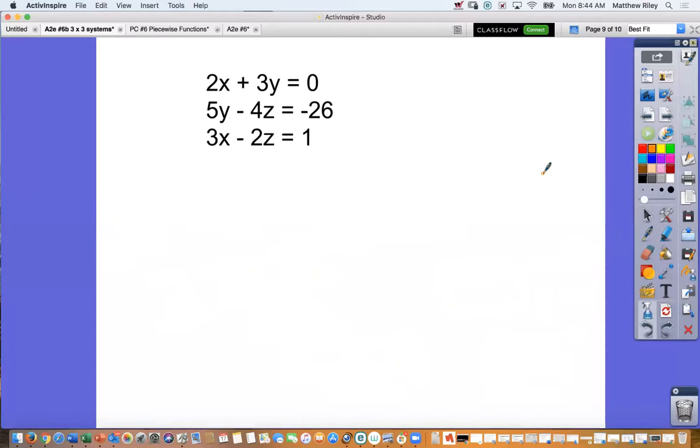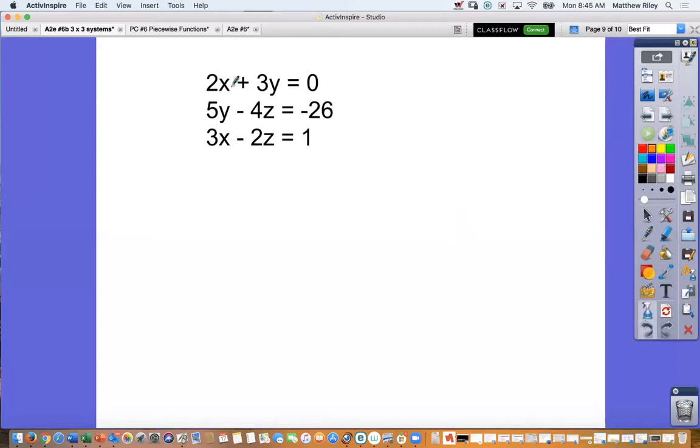Now this looks really difficult, but I promise it's not so bad. This is the type of problem that looks the most confusing, but let's keep things straight. The first thing, let's go ahead and look at these. I've got an x and a y and a z, and an x and a z. So which variable right now looks like it's easiest to cancel out?